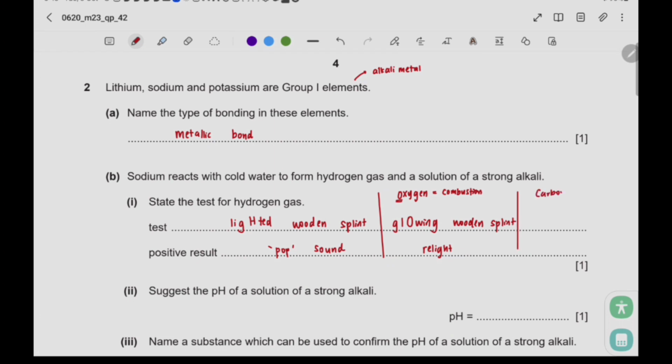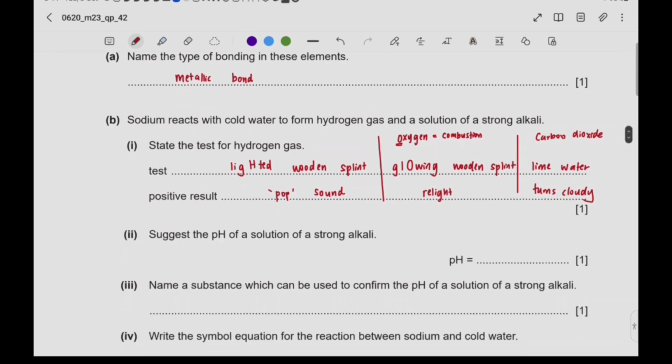And the last one, carbon dioxide. To test carbon dioxide, very simple. Just use lime water. Lime water will definitely turn cloudy. The reason of it turning cloudy is because they will turn into calcium carbonate from calcium hydroxide. Okay? So strong alkaline, definitely 14.